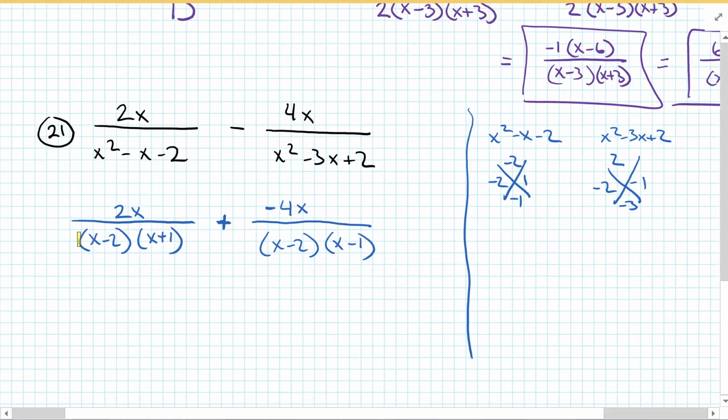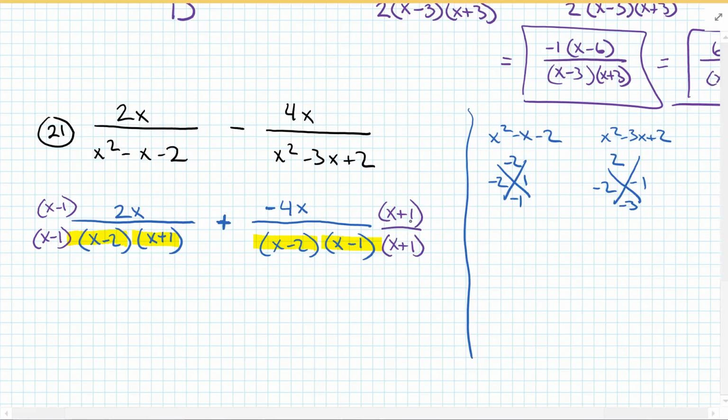What's the least common denominator? I have an x minus 2 here and here. And I have an x plus 1 and an x minus 1. So what do I need to multiply the left side by to get it all to be the same on the bottom? X minus 1. What do I need to multiply the right side by to get it all the same on the bottom? X plus 1. And again, the rules of algebra of equality stay true. If I multiply something on the bottom of the denominator, I can multiply anything I want as long as I do it on top and bottom.